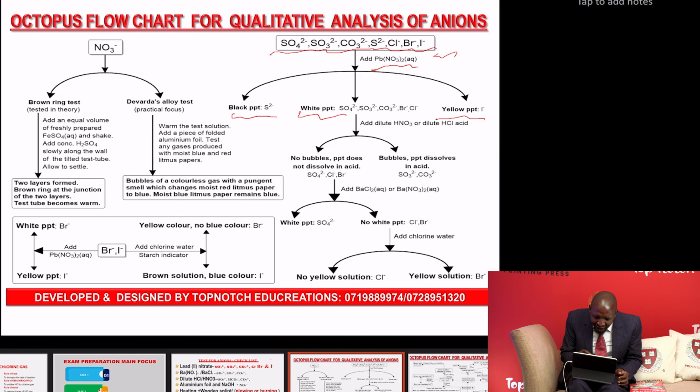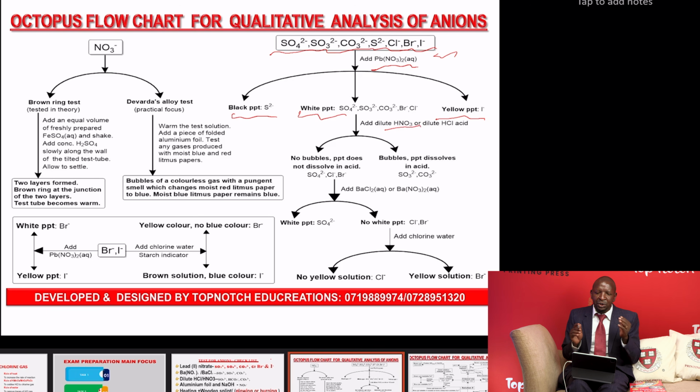So under the concept of qualitative analysis, we usually start with one agent that gives you so many ions. Then you go on using the elimination method to identify each of them. So let's see. Although sulfate, sulfite, carbonate, chloride, and bromide give you a white precipitate with lead 2 nitrate, how can you differentiate the 5 ions so that finally you can identify each of them? You can add dilute nitric 5 acid or dilute hydrochloric acid.